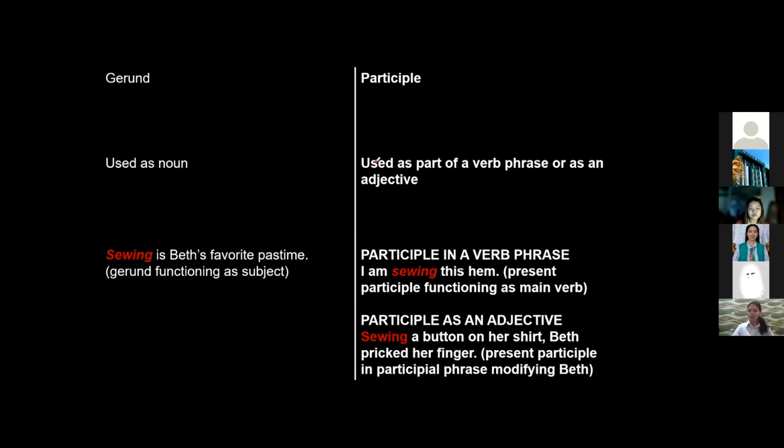So, paki-explain po, Ma'am Harding. So, go back to the definition of gerund. Ang sabi po sa gerund is, a gerund is a verb form that ends in ing. So, gerund is used as a noun, while the participle is used as a part of a verb phrase or as an adjective. For example, on the gerund, sewing is Beth's favorite pastime. Sewing is the gerund functioning as a subject.